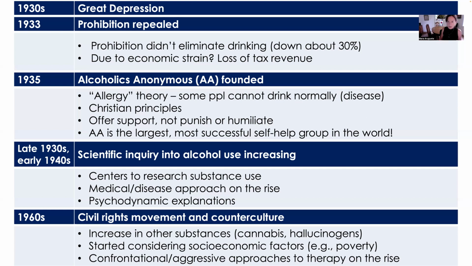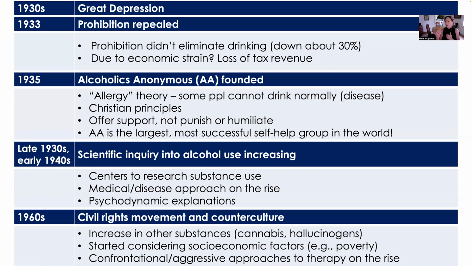It was founded on Christian principles, so there we see that morality thing. But rather than this concept of that the person who's addicted has this immoral behavior and they should be punished, Alcoholics Anonymous said we need to offer support, not punishment, not humiliation. And Alcoholics Anonymous has been the most successful self-help group in the world. It has treated millions of people with alcohol problems. So very, very successful.